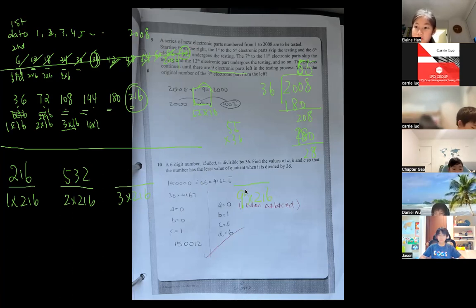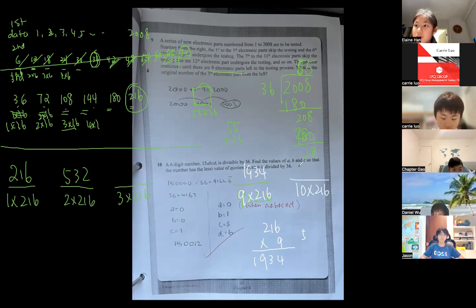2008. So you can see 216 times 9 is 1934. And if you want to get another one, 10 times 216 equals 2160. Obviously, it's not within 2008. So this time we have exactly 1, 2, 3, 4, 5, 6, 7, 8, 9 data.